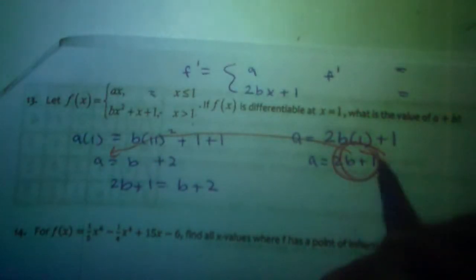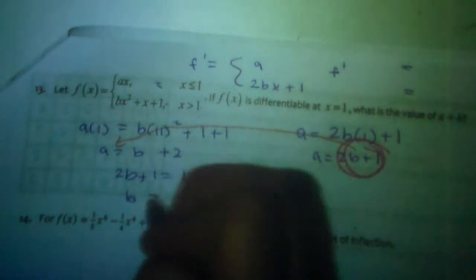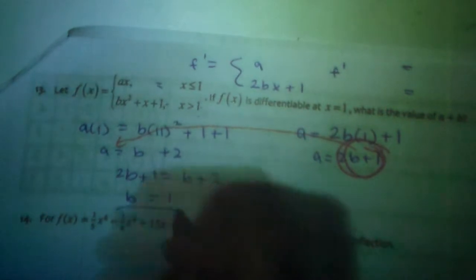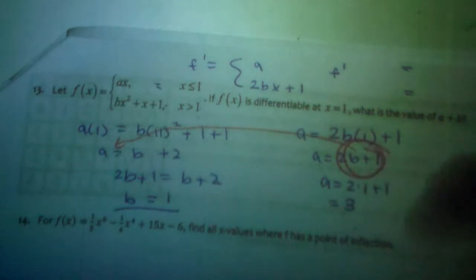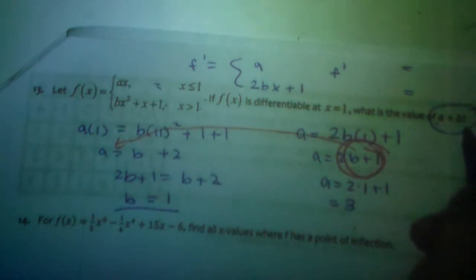Did I do that right? Yeah. Subtract b over, this is b. Subtract 1 over, this is 1. So b equals 1. A equals 2 times 1 plus 1, which is 3. So then the value of a plus b is 1 plus 3, which is 4.